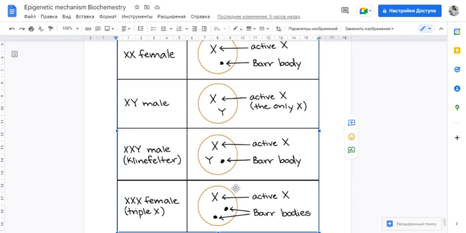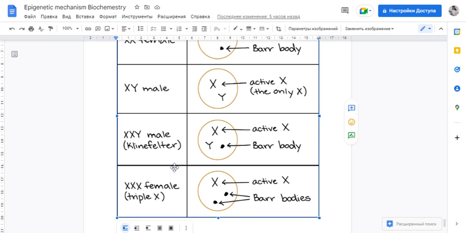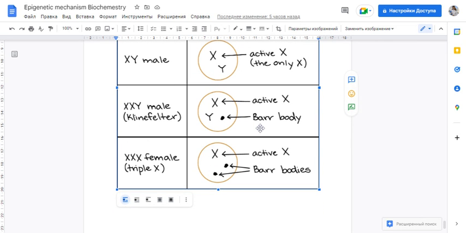And we actually have diseases which involve more than one X. When it's a male, it's Klinefelter. It actually has a Barr body and it's a normal male, but it's the only example where you can see a Barr body in a male. And if you have triple X, you actually have two Barr bodies and one active X.